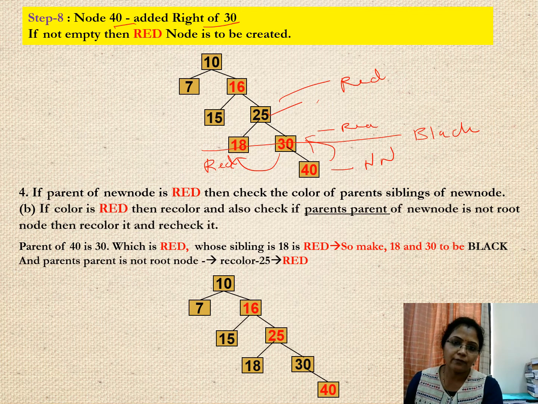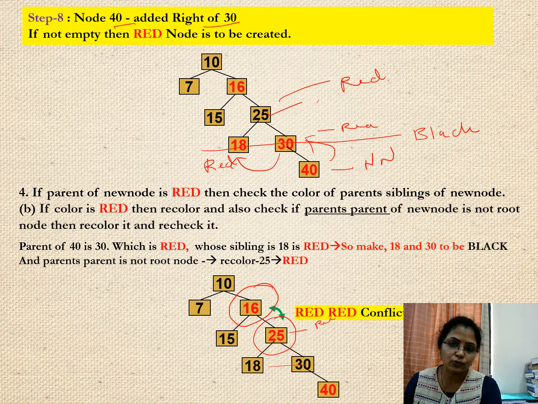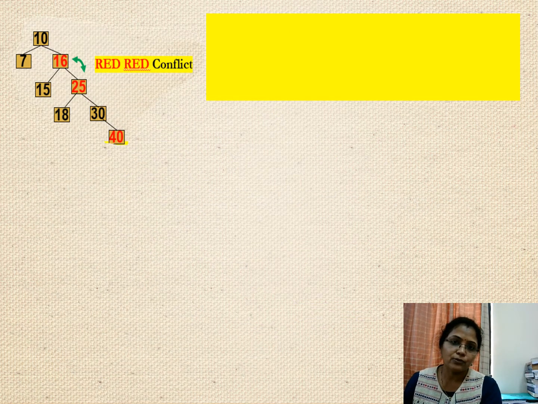So now we can verify that 18 and 13's color is changed to black and 25 is now changed to red color. But now because of this, what happened? You can verify that two adjacent nodes, that is node 16 and node 25, are red. It should not happen. So now what are we going to do? It is called a red-red conflict. So we have to solve this red-red conflict. We do have a solution for that.